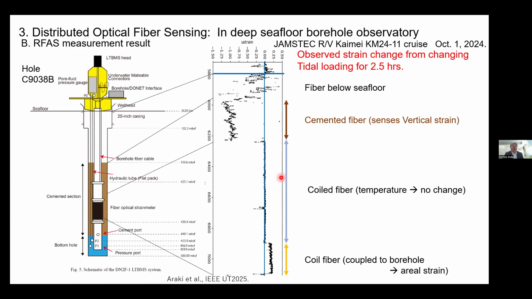Notably, in the vertical fiber section, we only see strain change where the cable is cemented. This strongly suggests the cable is responding well to the deformation of the surrounding sediment. Similarly to that observation, we have almost no change in the section of strain-insensitive coiled fiber, and a smaller and opposite sign of strain change to the vertical section.